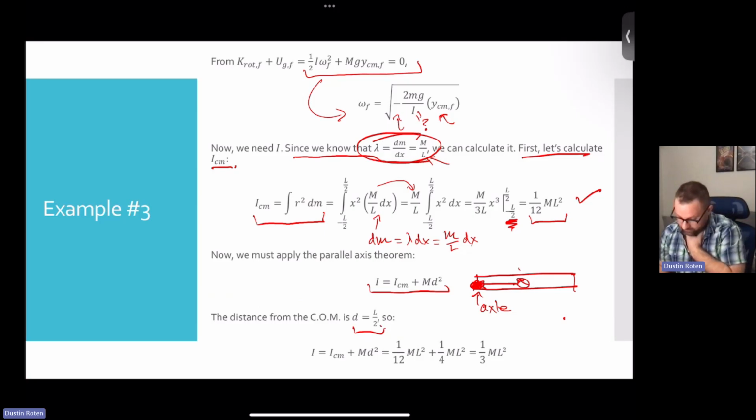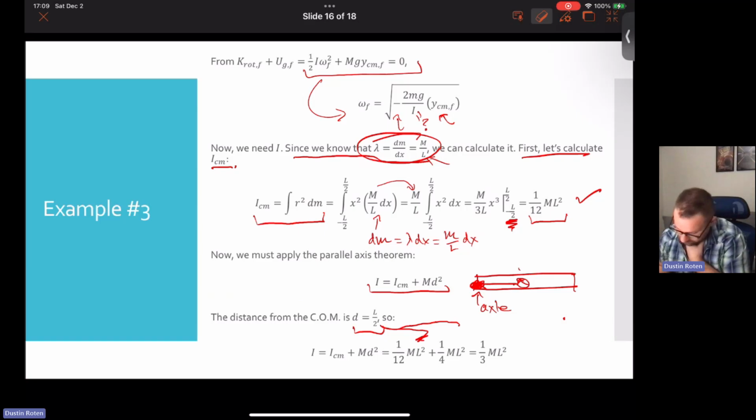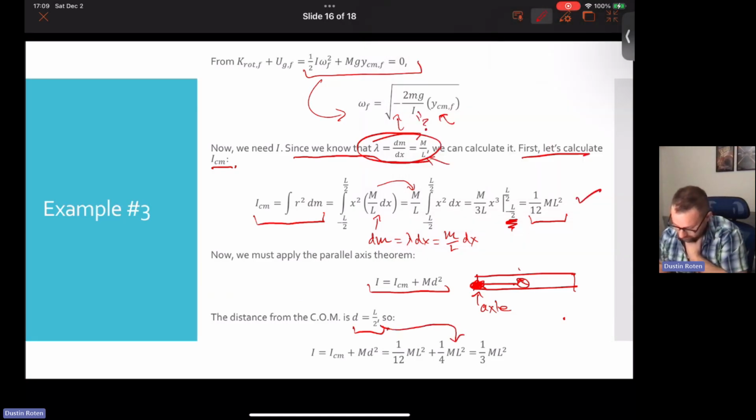So we're going to plug that in. I have made a mess. Let me clean this up real quick. So we're going to take the L over 2, and we're going to plug it in right here. So that's going to be L squared over 4, essentially, because it is d squared. So here's our m, our d squared, and then we simplify. We add it to the center of mass part, and we get 1/3 ml squared. Okay, so that's just the moment of inertia.